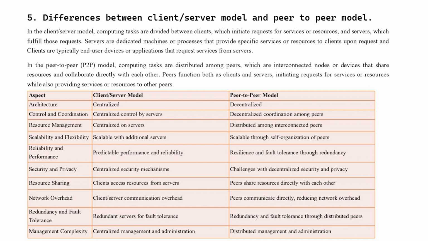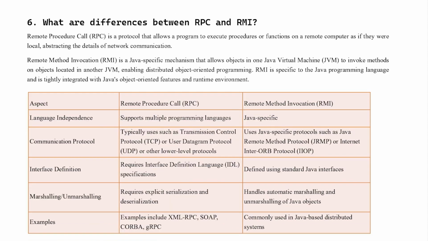In the peer-to-peer, P2P model, computing tasks are distributed among peers, which are interconnected nodes or devices that share resources and collaborate directly with each other. Peers function both as clients and servers, initiating requests for services or resources while also providing services or resources to other peers.